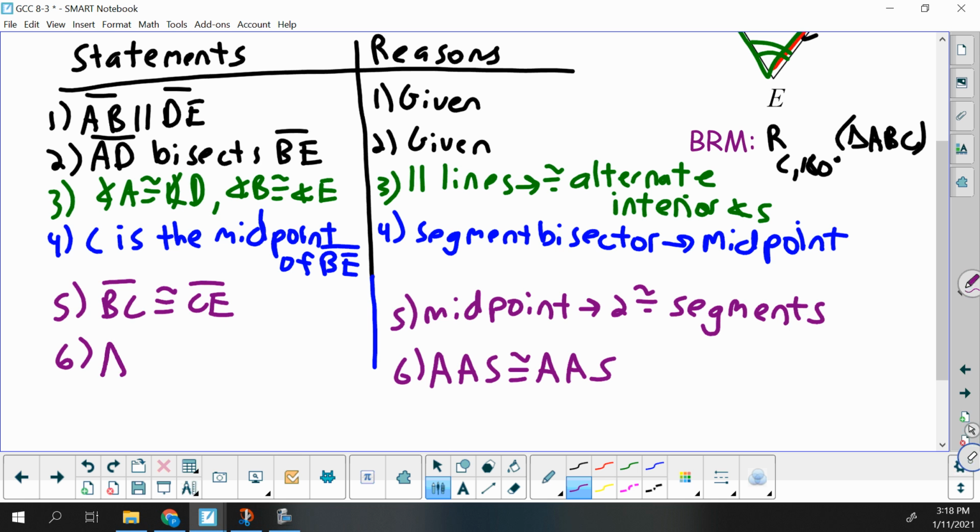And our statement is just that our triangles are congruent. Triangle ABC is congruent to triangle DEC.